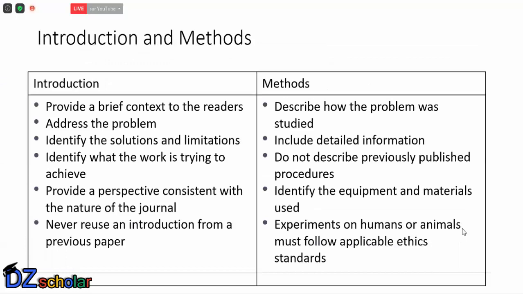So next up, we have introduction and methods. These are the next sections that will appear in your paper. The introduction is used to provide context for your manuscript and convince readers why your work advances a field of study. In the introduction, you're going to want to be concise, but you're also going to want to give enough information to understand why the work is important.